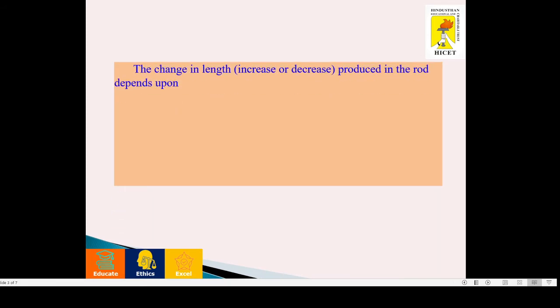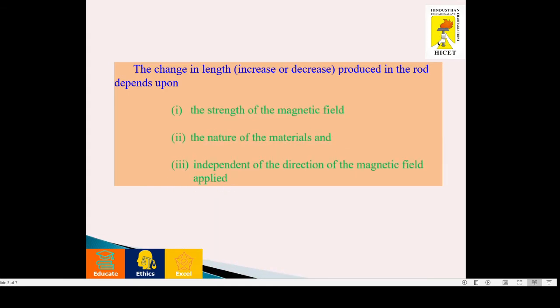The change in length produced in the rod depends upon three parameters. The first one, the strength of the applied magnetic field. Next, the nature of the material. The third, it is independent of the direction of the applied magnetic field. So these are the three important parameters for changing the length.